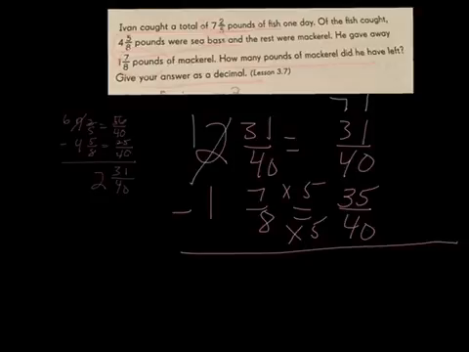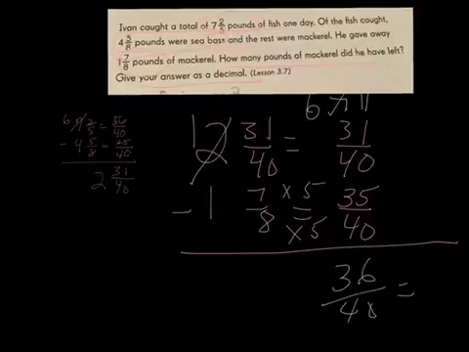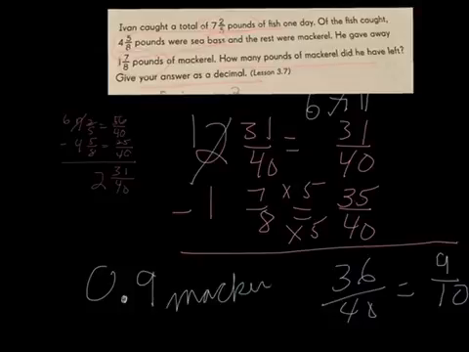And then I have to subtract. So that's going to be 6. That's going to be 11. 11 minus 5 is 6. 6 minus 3 is 3. 36 40ths. And 1 minus 1 is 0. 36 40ths. If I simplify that, 9/10 mackerel left. That's not a lot of mackerel.